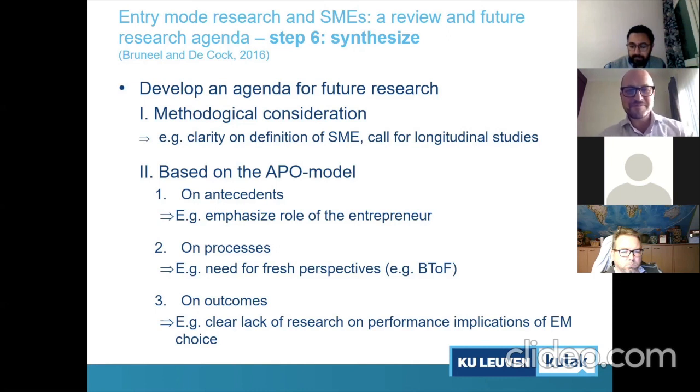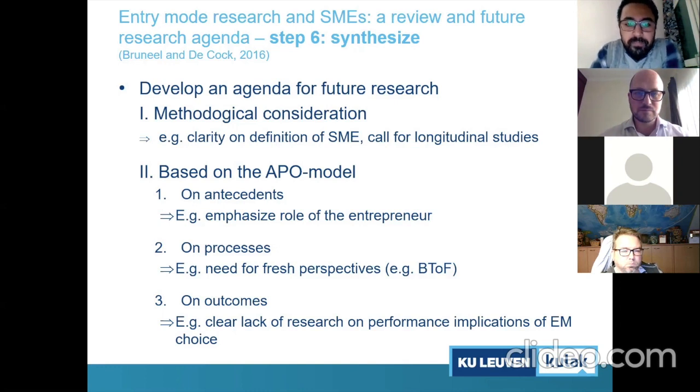And just to give you a couple of ideas of what we included, we organized our future research agenda in four parts. We first talked about some considerations related to the methodology. Remember that we coded all the papers: what type of method they use, sample, type of data collection, type of statistical analysis. For example, we make a call for more longitudinal studies. And then secondly, we developed a research agenda based on our analytical approach, which was the antecedents, processes, and outcome model. For example, for the antecedents, our review showed that there was not a lot of existing research on the role of the entrepreneur. And arguably the entrepreneur has an important impact on the type of entry mode that the company will use to serve foreign markets.